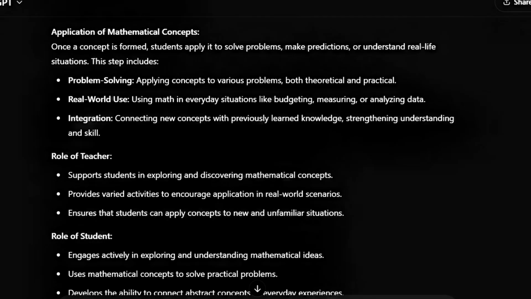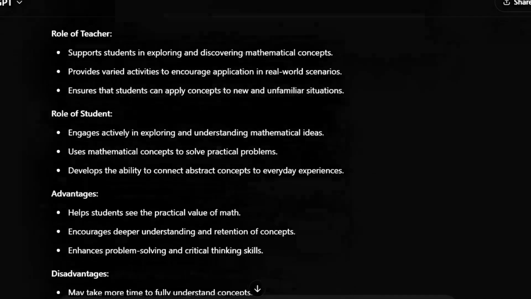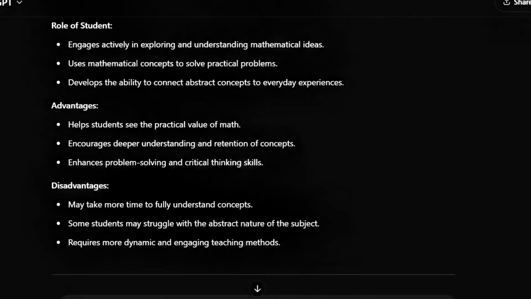Role of teacher: supports students in exploring and discovering mathematical concepts, provides varied activities to encourage application in real-world scenarios, ensures that students can apply concepts to new and unfamiliar situations. Role of student: engages actively in exploring and understanding mathematical ideas, uses mathematical concepts to solve practical problems, develops the ability to connect abstract concepts to everyday experiences.